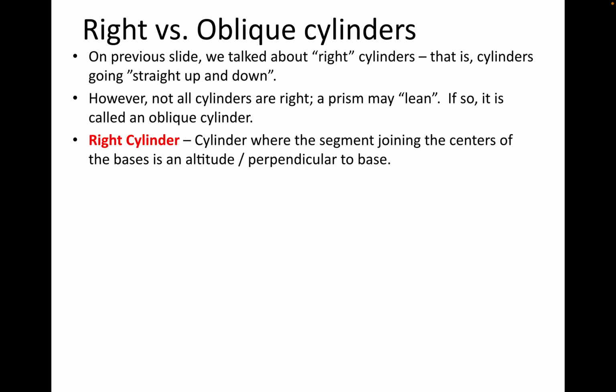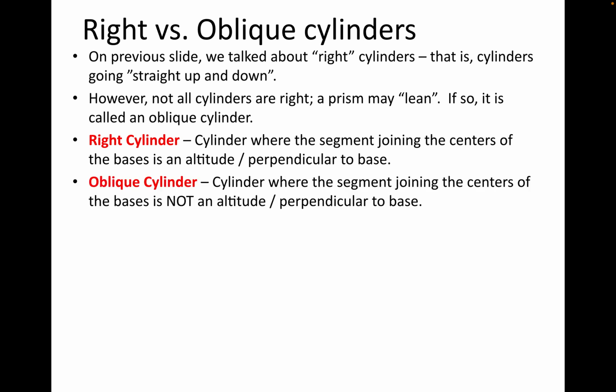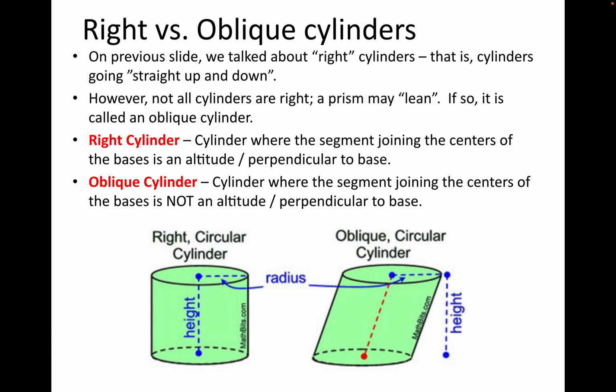So a right cylinder is a cylinder where the segment joining the centers of the bases is an altitude, and they're perpendicular to the base. In oblique cylinders that's not the case: the segment joining the centers of the bases is not an altitude, it is not perpendicular to the base. So for example, there are the examples there. On the left, I have a right cylinder, and you can see that the radius and the height and the line that makes a straight line between the 2 centers of the bases is a right angle, as opposed to the oblique cylinder. That is not the case, it leans.